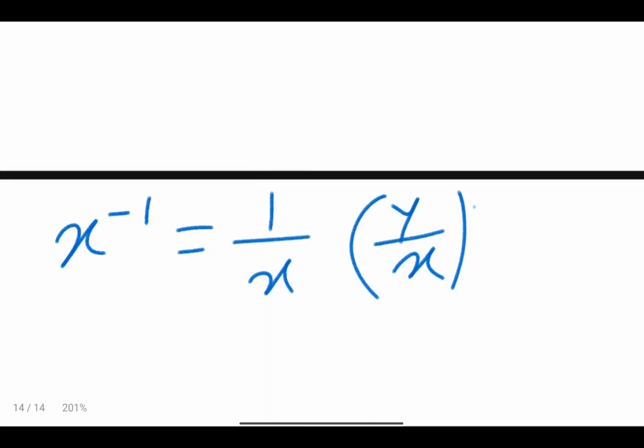The next thing we'll be seeing is negative fractional indices. We already talked about this. If it is something like this, it turns to 1 by x, turning upside down. What if it is something like y by x to the power minus n per se? It turns to x by y to the power n.